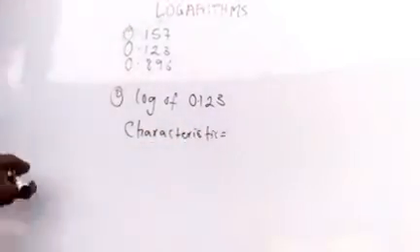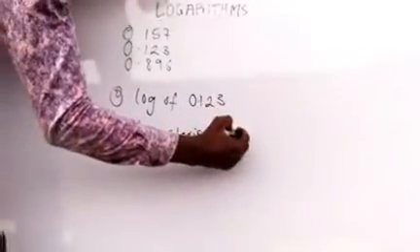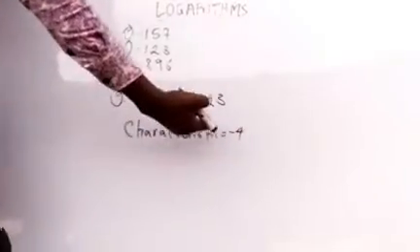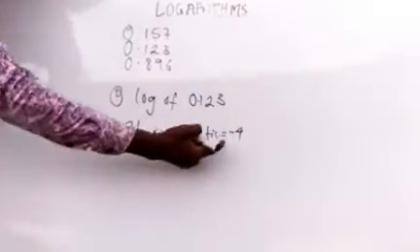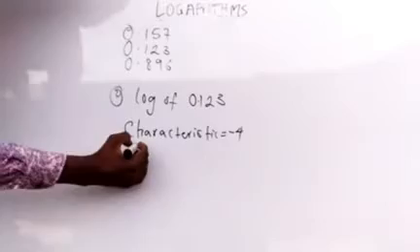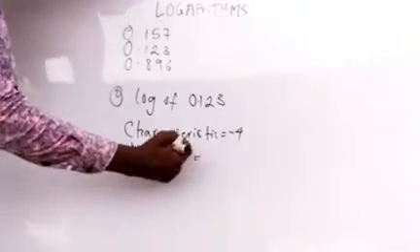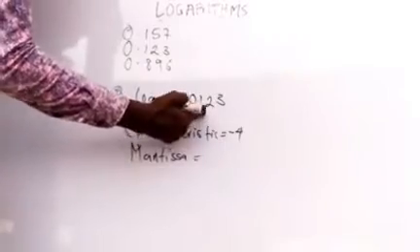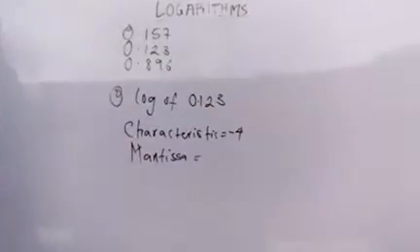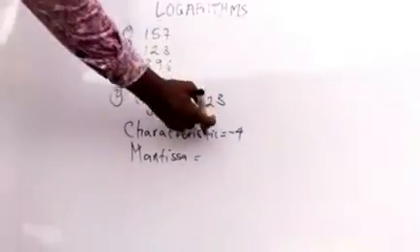That equals to -4, the same thing as bar 4. Don't forget. Now, after you get the characteristic, you move to the mantissa part. And that will be, you check 12 under 3. You neglect that 0 for your mantissa. So let's check 12 under 3 now.